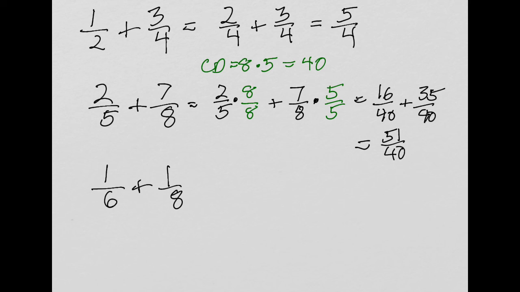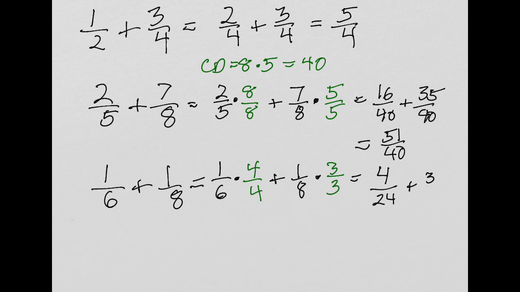The third situation, I could multiply my denominators together to get 48 as the denominator. But I also notice that 6 and 8 are both factors of 24. So I'm going to make both my denominators 24. So my 1/6, I'm going to multiply by 4/4 to give me the 24. And then the 1/8, I'm going to multiply by 3/3 to give me the 24. And that ends up as 4/24 plus 3/24, which would equal 7/24.